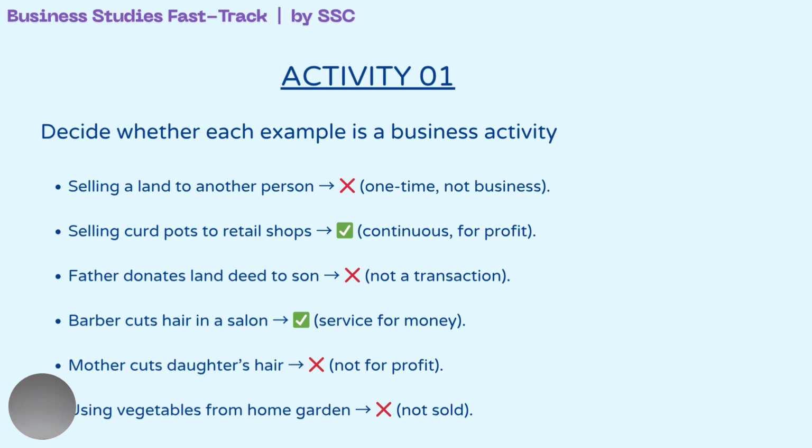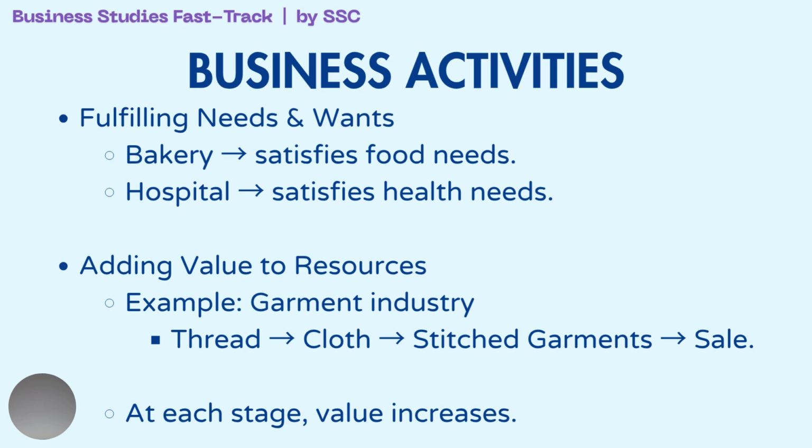Father donates land deed to son. No, it's not a business activity. It is not a transaction. Next one, barber cutting hair for customers. Yes, it is a business because it is a service for money. Next, mother cuts daughter's hair. No, it's not a business activity because it's not for profit. Using vegetables from home garden. No, it's not a business activity because it's not sold.